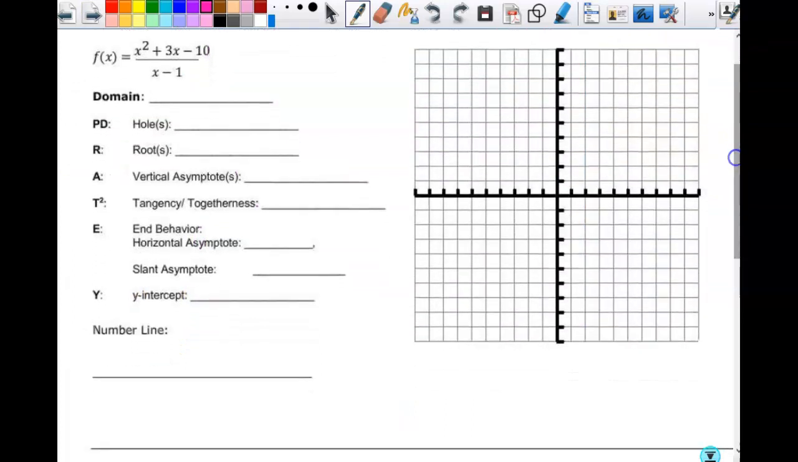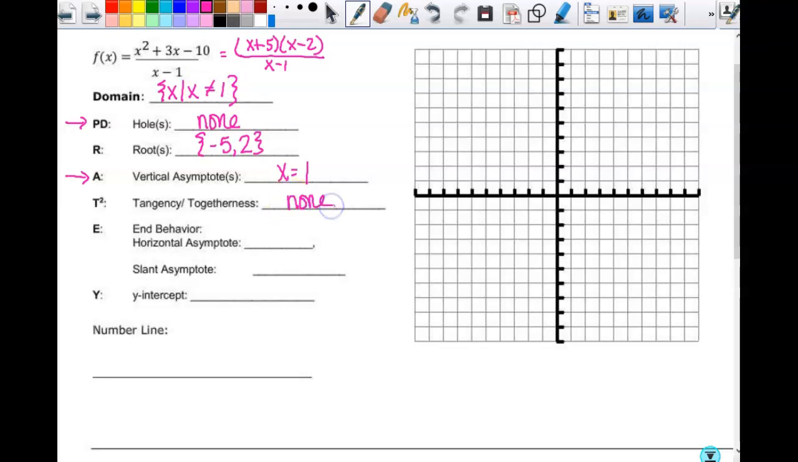Okay. So I need to factor. So when I factor this, this is going to give me x plus 5 times x minus 2 over x minus 1. And I have nothing to cancel out, so there are no holes. My roots come from the numerator, that's negative 5 and 2. My vertical asymptote, x equals 1. These are the two things that affect my domain, so it's the set of all x's such that x cannot equal 1. Then tangent or togetherness, nope, because I have no factors with an even exponent.